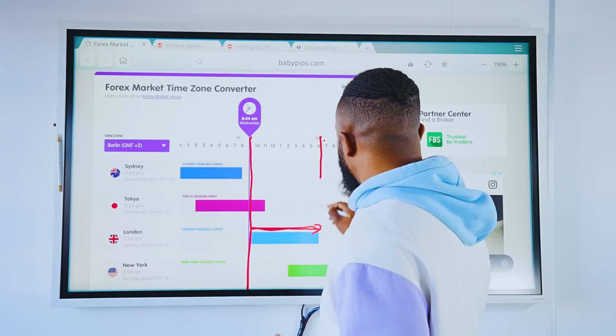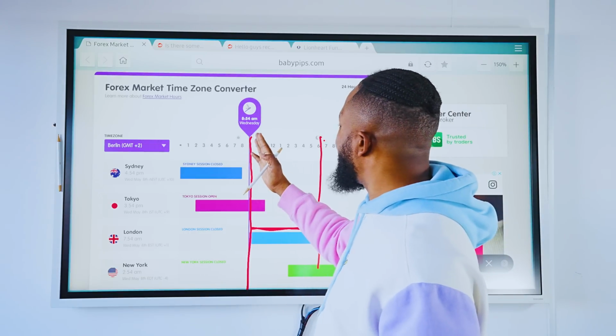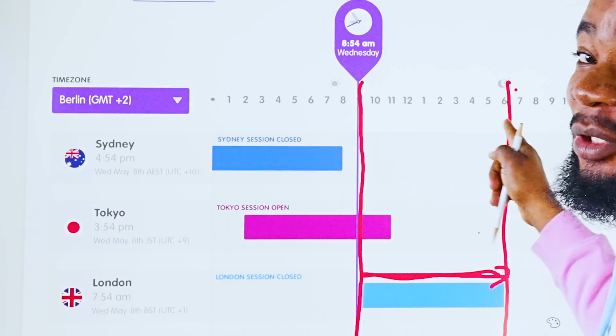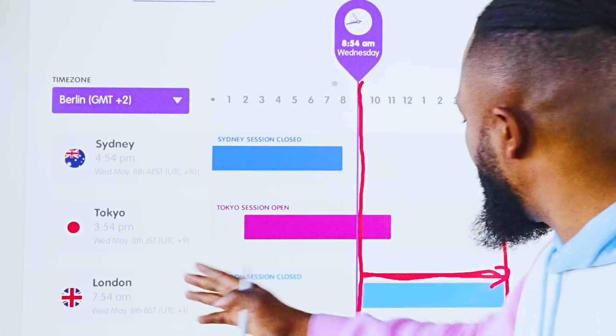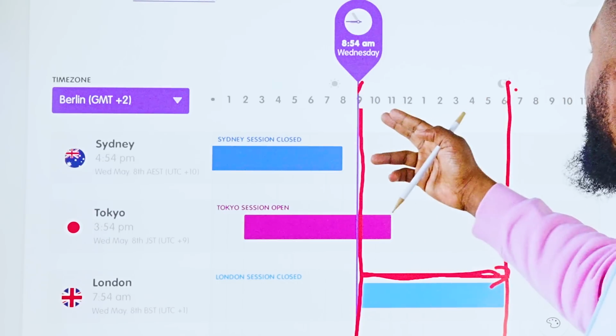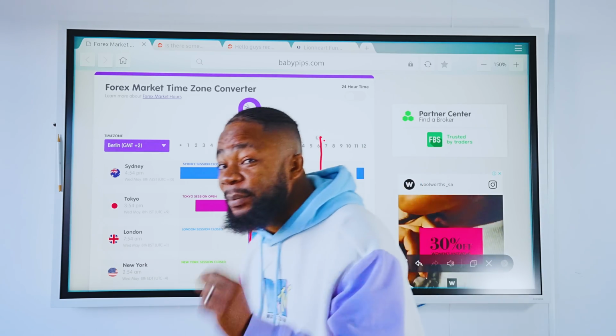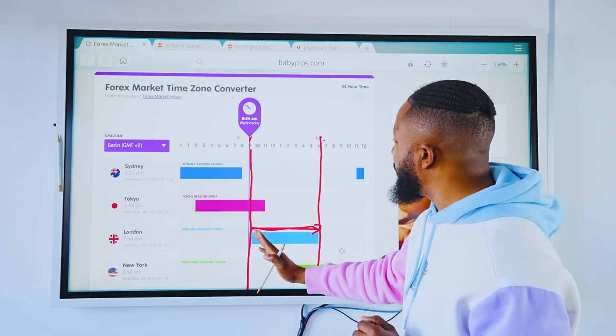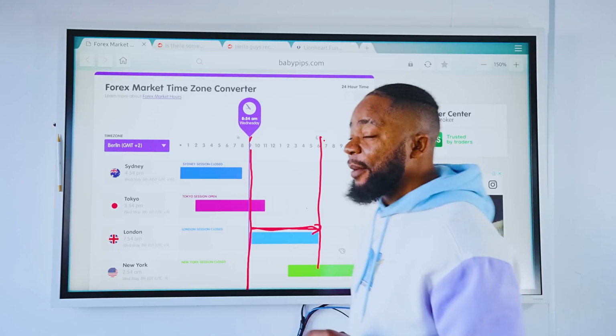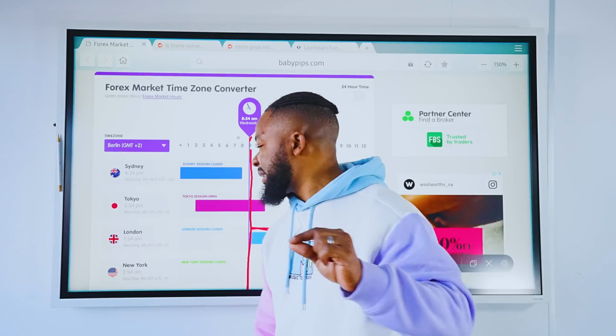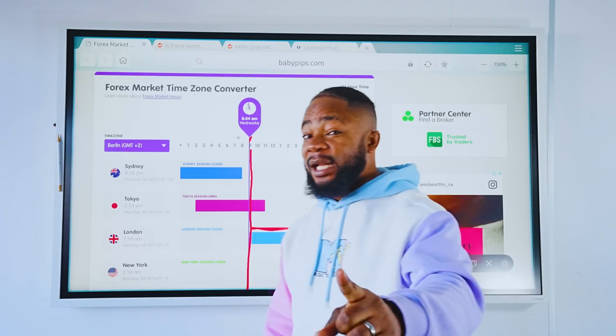Can you see this? So the London session is open from 9 a.m. right up to 6 p.m. This is right here, London session from 9 a.m. right up to 6 p.m. That's where the London session is open. But remember, while the London session is open from 9 a.m. right up to 6 p.m., the New York session, which is another session I say you guys need to trade, is going to be coming in.